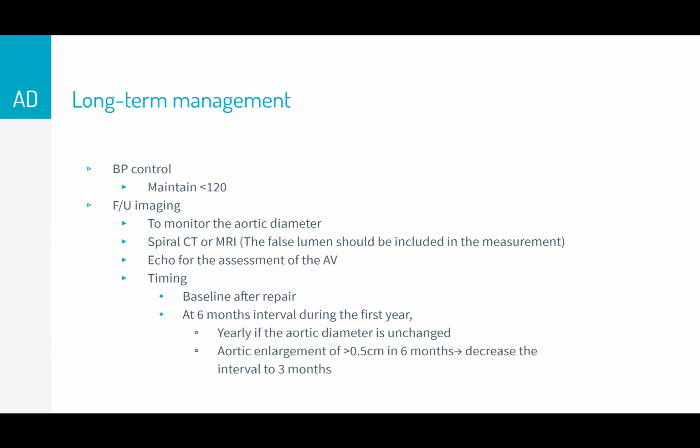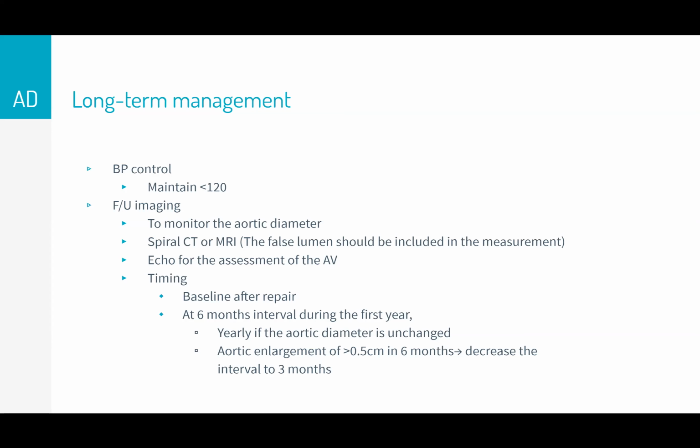Long-term management of patients with type A, type B aortic dissection, you will need long-term blood pressure control, maintaining less than 120 systolic. Follow-up imaging to monitor the aortic diameter. You can use spiral CT or MRI. MRI is preferable in patients who are young or pregnant ladies. One method I have read is that you can alternate. One time you can use the CT and the other is an MRI, but I don't know how you would standardize the measurements because these are two different modalities. The false lumen should be included also in the measurement. You don't only measure the true lumen during follow-up.